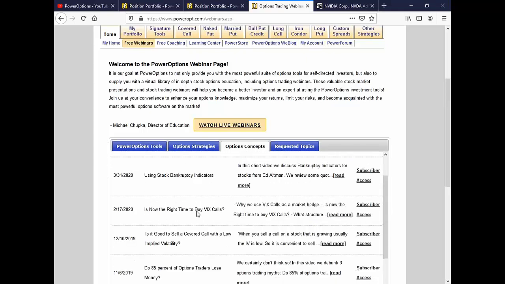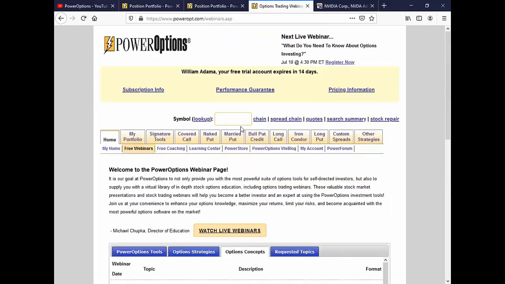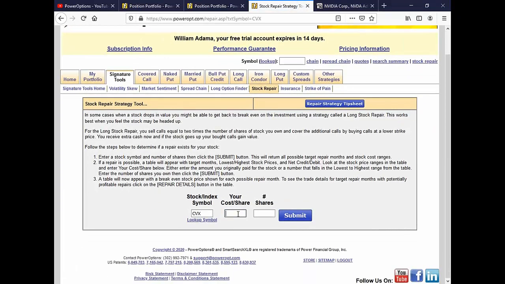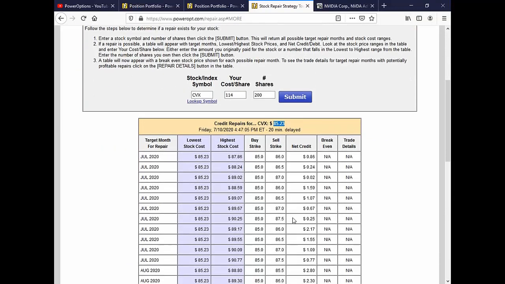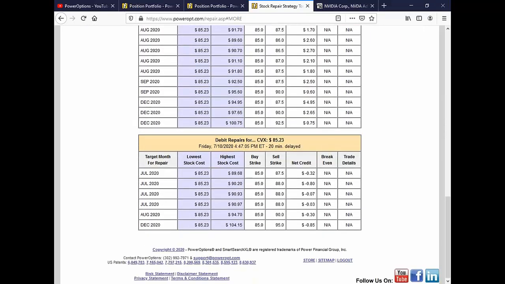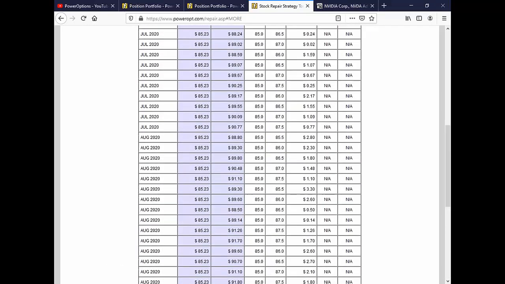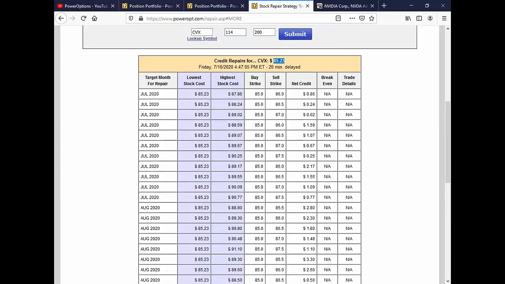One of the features you'll see in that webinar is using the stock repair tool. So let's just see where we are. We have CVX. Click on stock repair. All we have to do is put in our cost basis and our number of shares. Stock is at 85.23. What the system attempted to do was build potential ratio spreads. And there's credit and debit spreads, and it couldn't find any in this case.